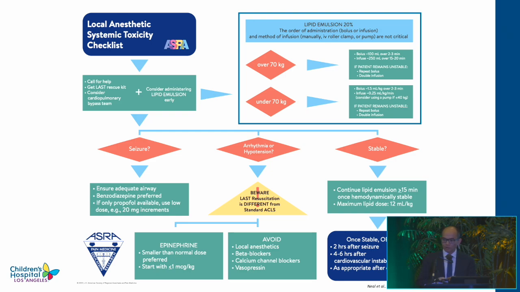And for arrhythmias, be aware not to follow the usual ACLS protocol. Give small boluses of epi, less than 1 mic per kilo, and avoid local anesthetic, beta blocker, calcium channel blocker, or vasopressin. And then if the patient is stable, you can observe for 2 hours after a CNS event and 4 to 6 hours after a cardiovascular event.